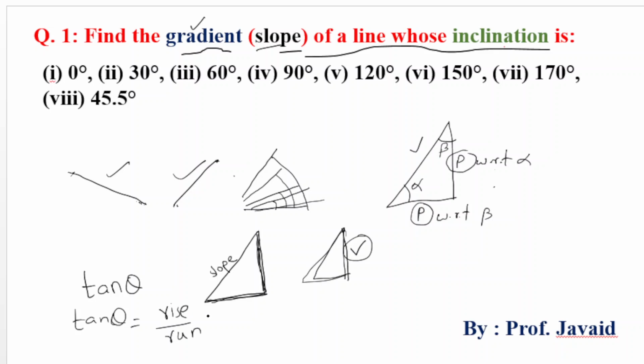If the angle is given to us, then tan theta in a general way is perpendicular over base. For the slope we are taking rise over run, so this is rise and that is run. Clear? This is not a vector, I'm just putting an arrow for understanding.